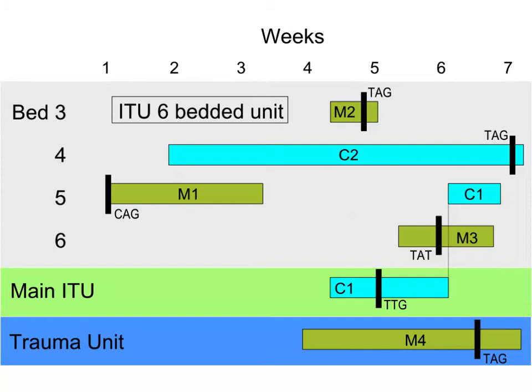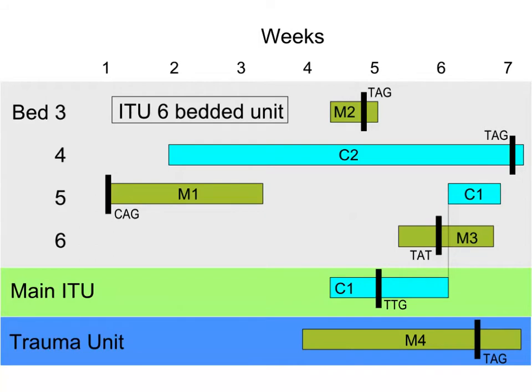So there were some patients in a 6-bedded unit in the intensive care unit. Some of them were in the main unit, and one was in a trauma unit, completely separate, had nothing to do with any other patients while within the hospital. Now, if you look at that, you can see that there are 3 patients that have exactly the same genotype there, this TAG genotype: M2, C2, and M4.